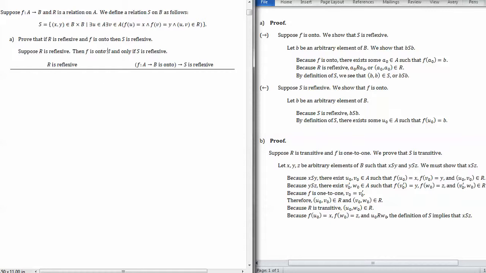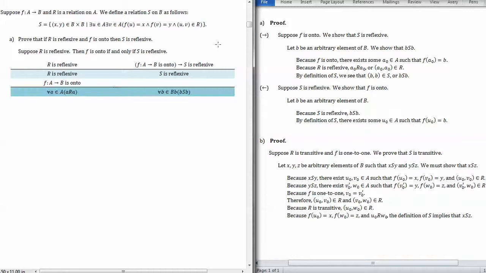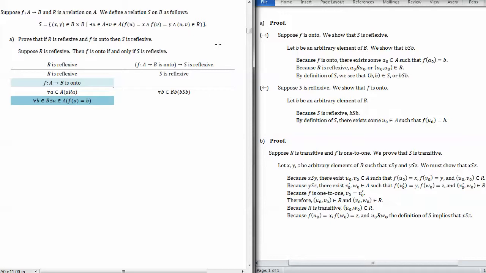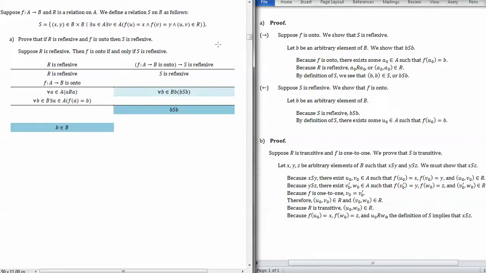Suppose R is reflexive, and then we're going to show this if and only if statement, and we'll do the forward direction first. And we'll do it by direct proof. So suppose f from A to B is onto. And then we just want to write down the definitions of what it means for these relations to be reflexive, and the definition of f from A to B being onto. Okay. Now we've got a bunch of universal statements, and we will prove the universal by letting b be an arbitrary element of B.